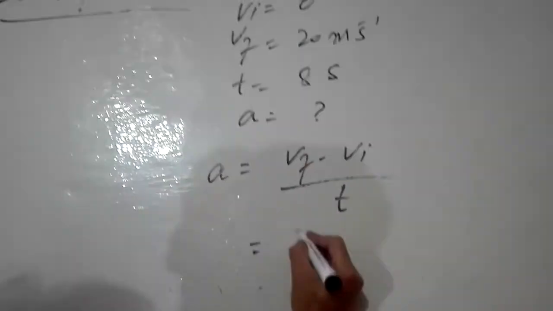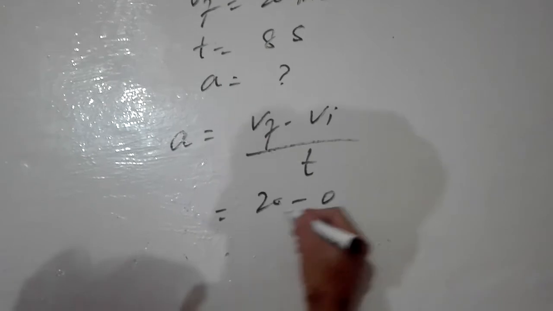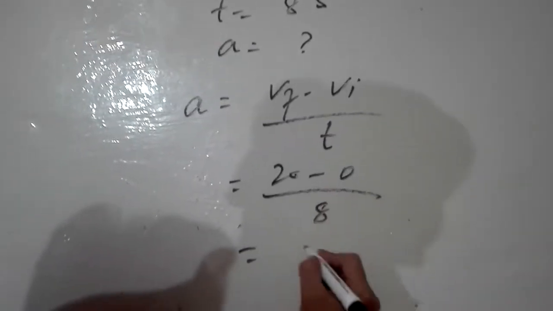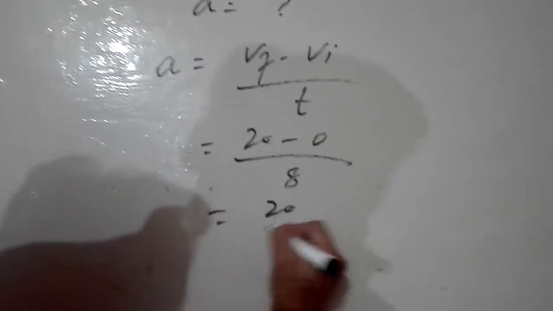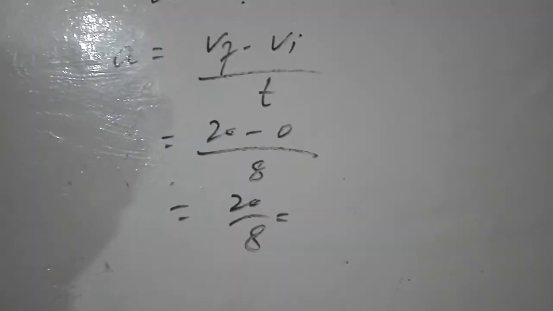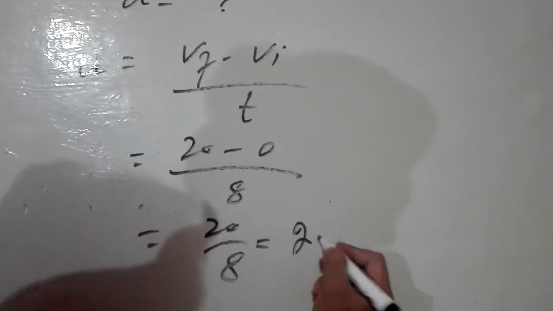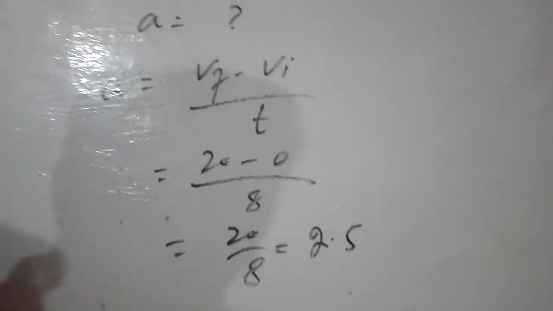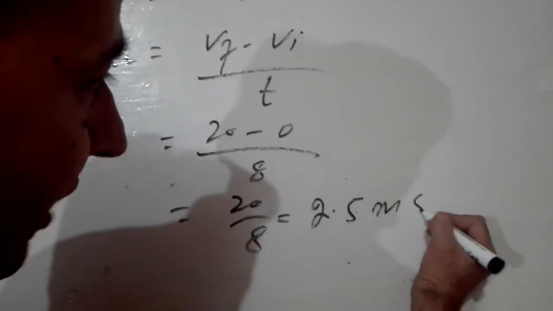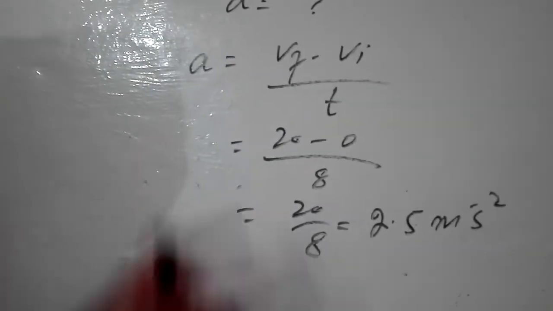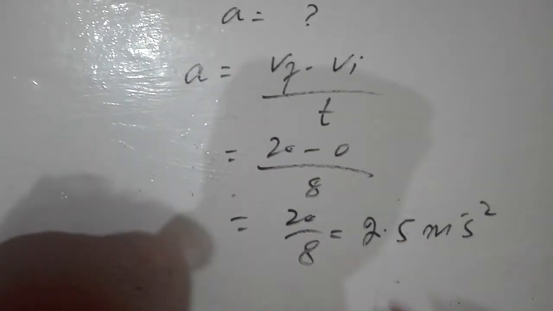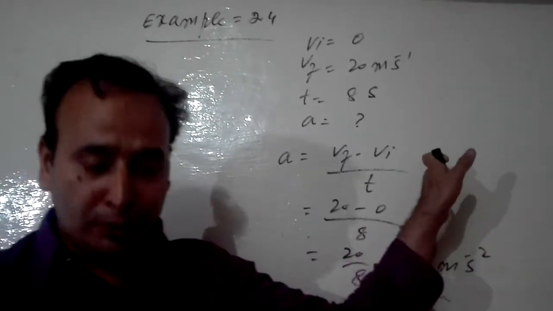What is Vf? 20. Vi is 0, time 8. Subtracting 0 means nothing, so 20 over 8. When you divide 20 by 8, your answer is 2.5. And what is the unit? Meter per second square. Always remember the unit of acceleration is meter per second square. So it is the answer. This example is also solved in your book.